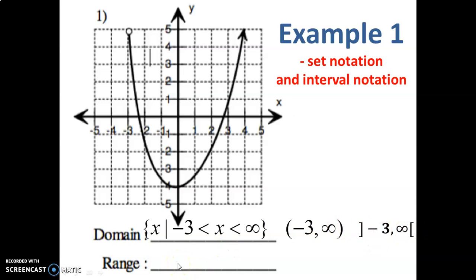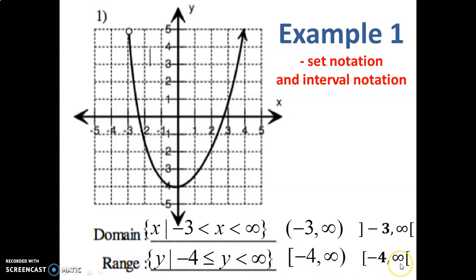Okay, range. What's the range? The range is y such that all the y values with this condition that they begin at -4 and they go all the way to positive infinity. Again, the y values begin here and we can go all the way up to get all the y values here. -4 to infinity, including -4 because the vertex is right there. That point exists, so -4 to infinity. In interval notation, -4 to infinity like this.